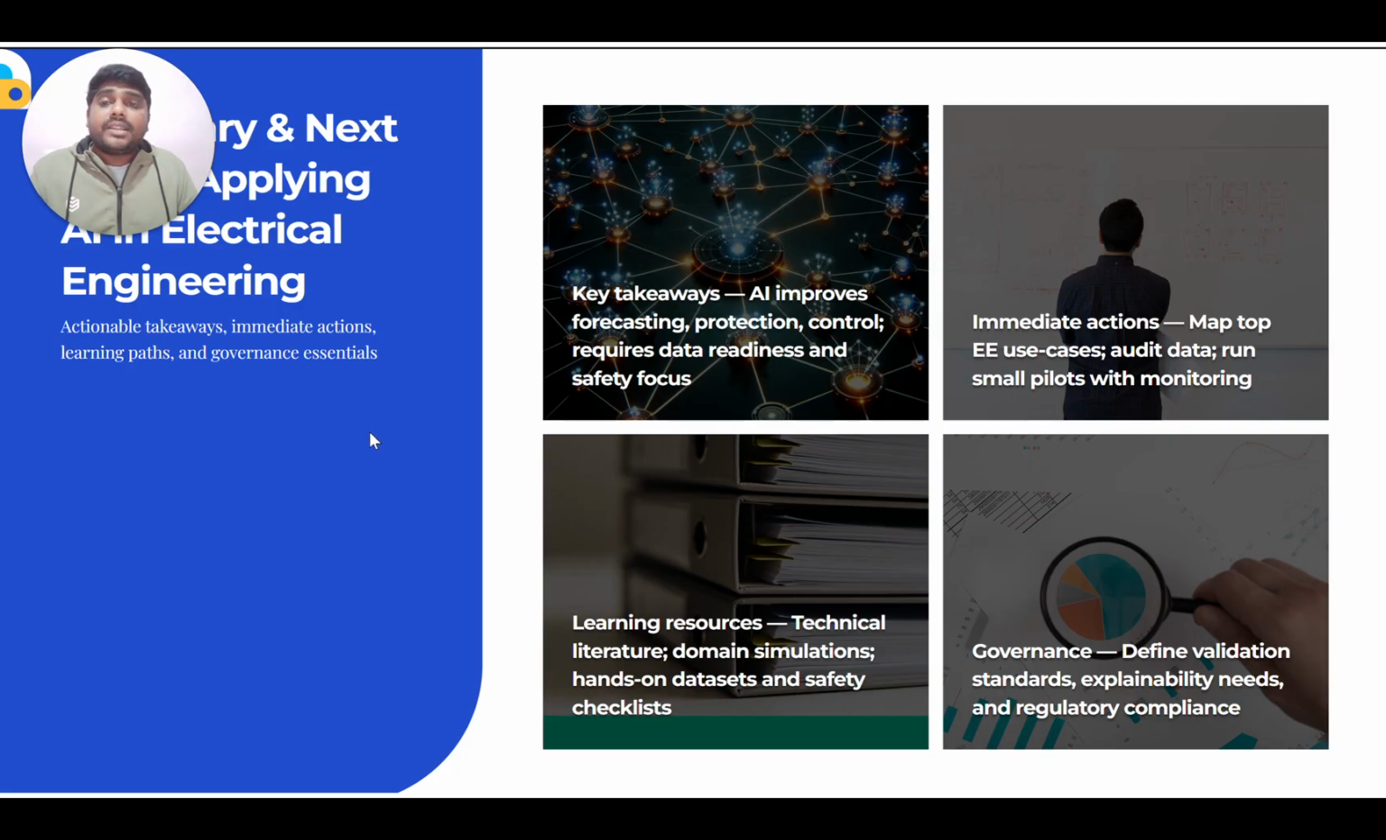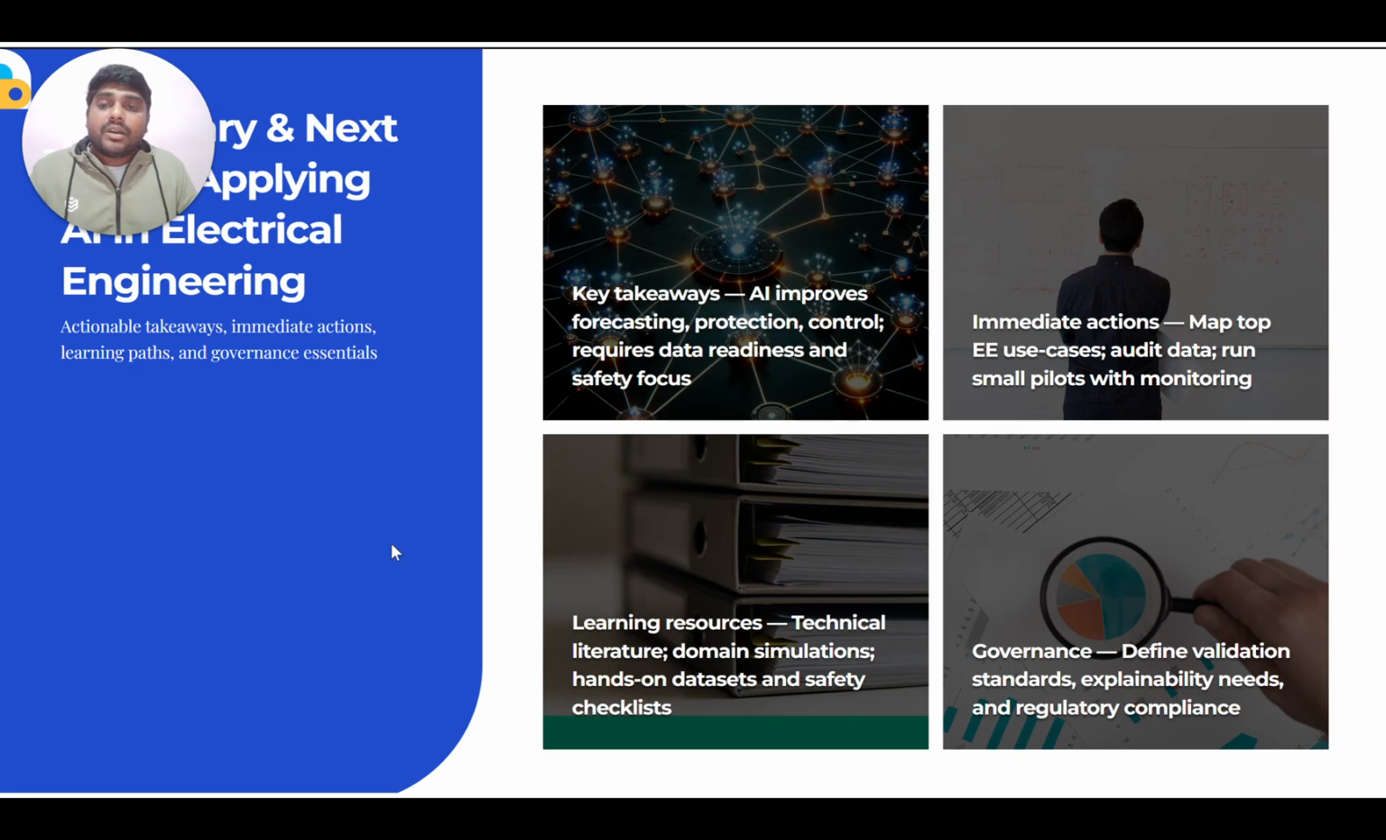Third one, the learning resources to advance your knowledge. Dive into technical literature on AI and power systems. Gain experience with domain simulation to generate synthetic data. And finally, get hands-on with the datasets and use safety checklists to build confidence in reliable deployment.